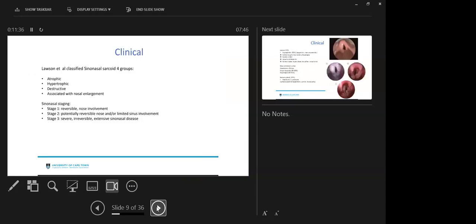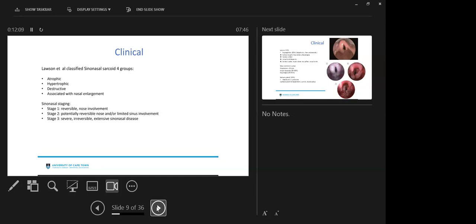Okay. Lawson et al. classified sinonasal sarcoid into 4 groups. They said you can divide it into either an atrophic form or a hypertrophic form. Hypertrophic involves predominantly your inferior turbinates. You can have very large, angry-looking inferior turbinates that are unresponsive to your regular allergic rhinitis treatment. You can have a destructive lesion, which would be one of the other groups, and it can also be associated with nasal enlargement. So those were the 4 groups that Lawson et al. classified sinonasal sarcoid into.